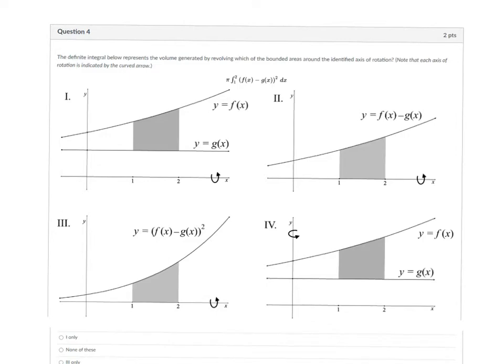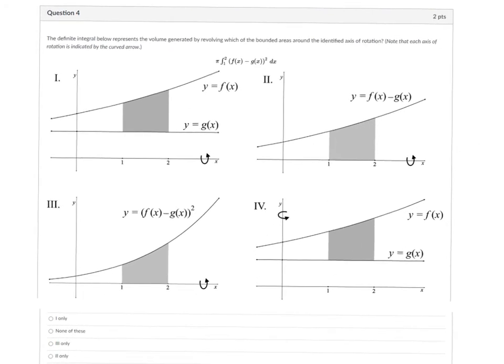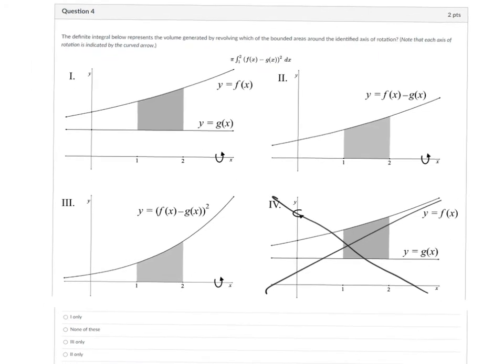So I can immediately get rid of number 4 because that one is not being revolved around the x-axis, right? And so the bounds would not be from 0 to 1 if that were the case, because we, of course, have a dx, right? So that one, number 4, goes away immediately. We can also get rid of number 3, because in our equation, f of x minus g of x is already squared, right? And so that one's no good either because you wouldn't need the squared in the formula, because then you'll get to the 4th power, which is no good.